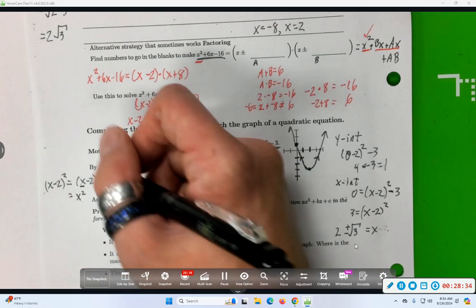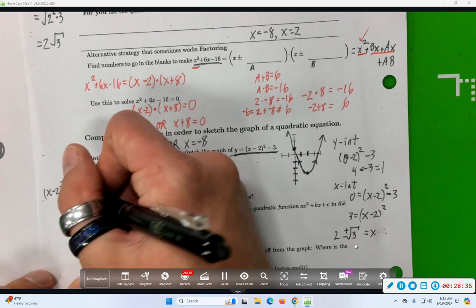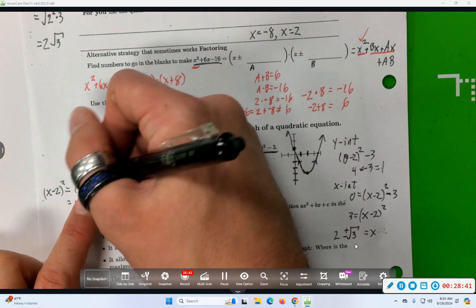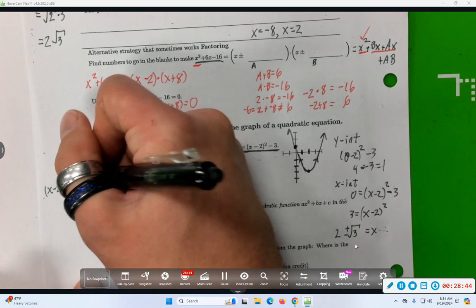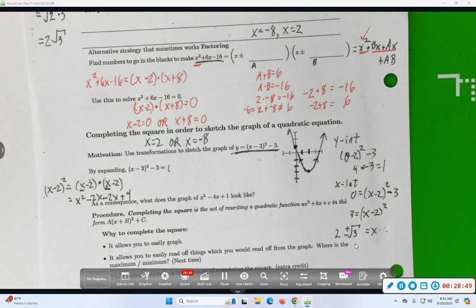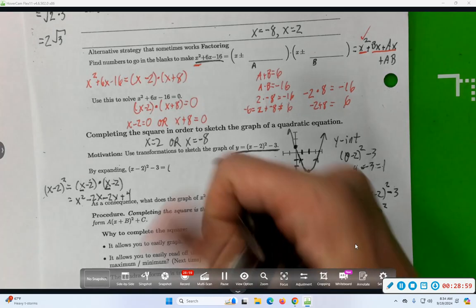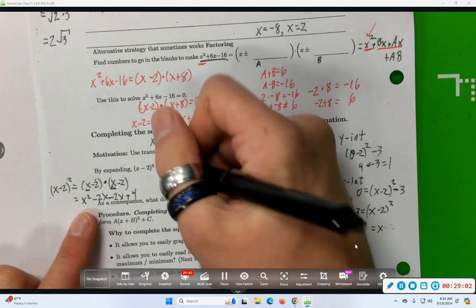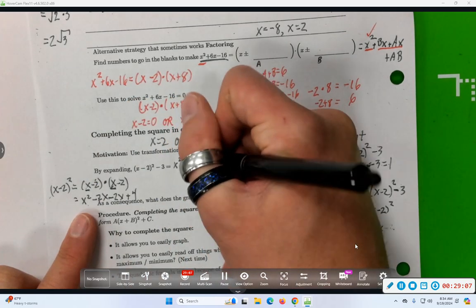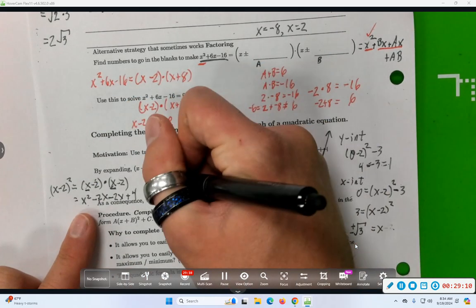The O in FOIL is for outside. x times negative 2 is minus 2x. The I in FOIL is for inside. Minus 2 times x. Minus 2 times minus 2, the last term, is 4. So whenever you see a sum of things multiplied together, multiply each term in one sum by each term in the other sum. And now I need to remember that there's that minus 3. So when you FOIL this out, what do you get? You get x squared minus 2x, so minus 4x plus 4 minus 3.